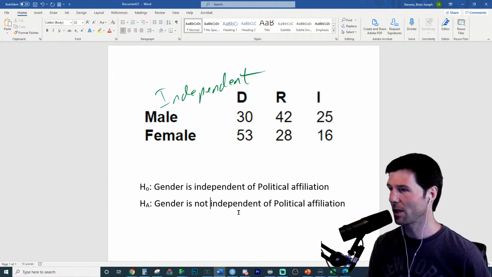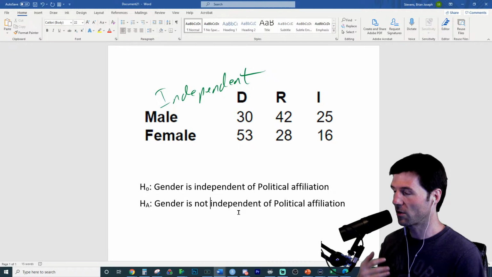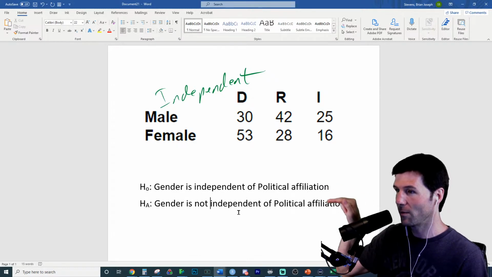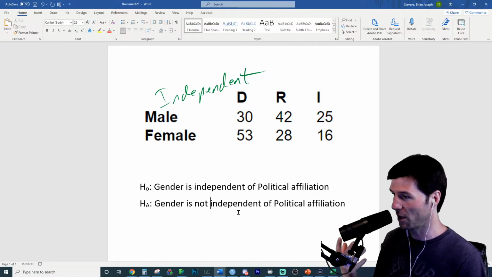But that's what we mean by the idea of not independent and independent. If something's independent, it would give you no information about it. Like, my friend likes cheeseburgers, and you'd be like, I know nothing about their political affiliation. My friend is from New York City. It doesn't say what political affiliation they are.